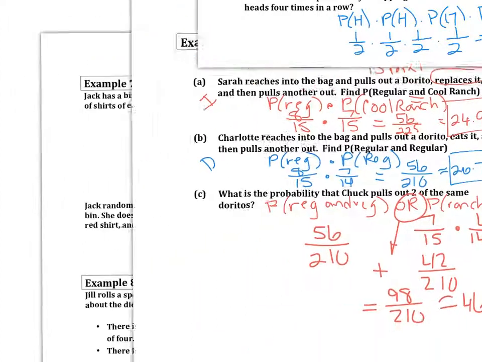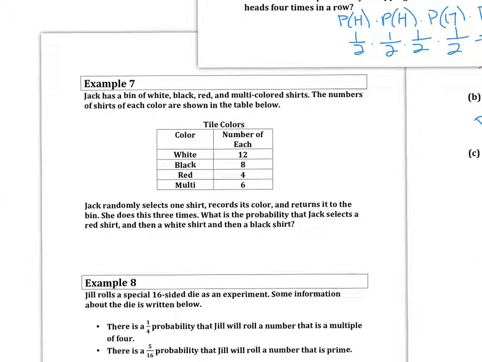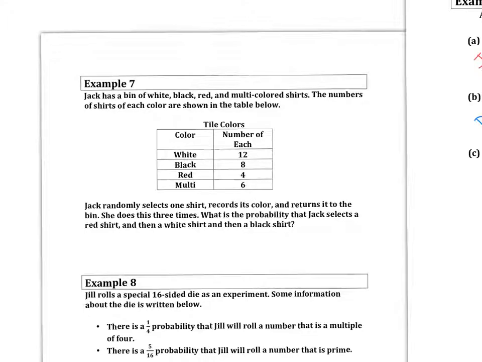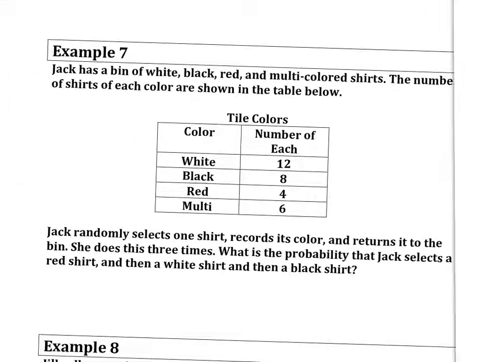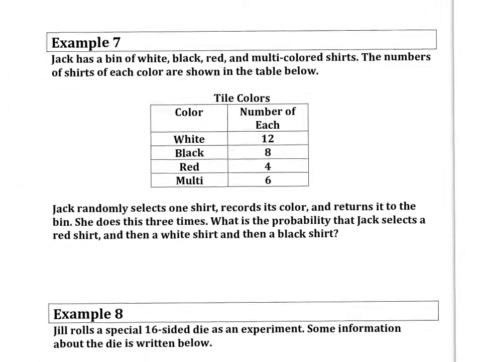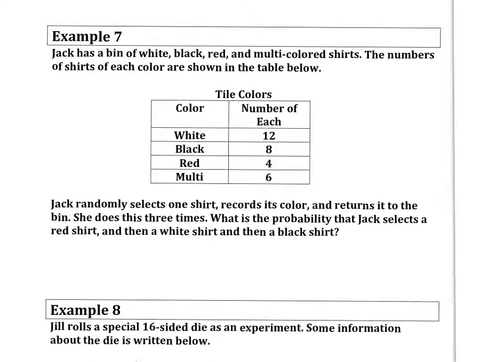Okay, next, in number 7. It says Jack has a bin of white, black, red, and multicolored shirts. The number of shirts of each color is shown in the table below. Jack randomly selects one shirt, records its color, and returns it to the bin. She does this 3 times. What is the probability that Jack selects a red shirt, and then a white shirt, and then a black shirt?